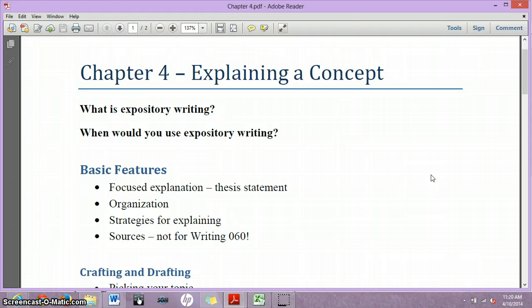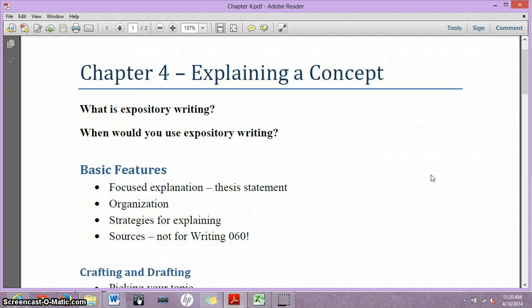You're not just explaining the entirety of a concept. More than likely, whenever you do use expository writing, you're writing about one specific point about that concept. So that's where the thesis comes in. You want to make sure that you have a purpose and that you just stay focused on one main point. Otherwise, your information is going to be all over the place, and that's not an effective explanation.